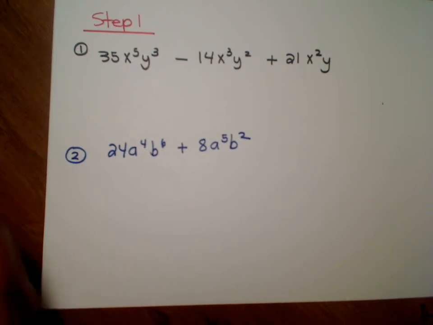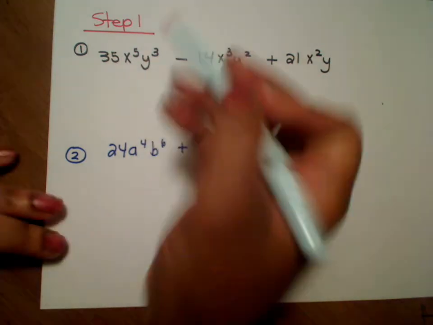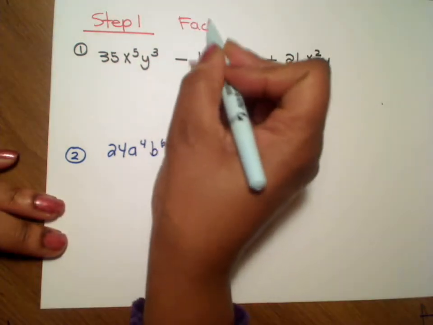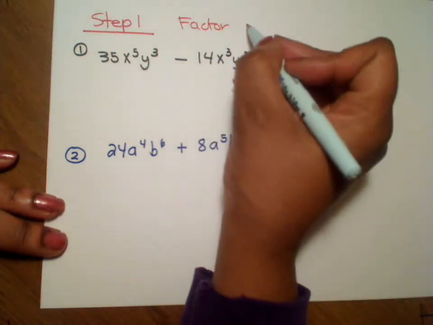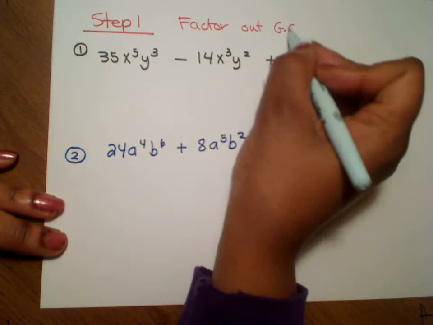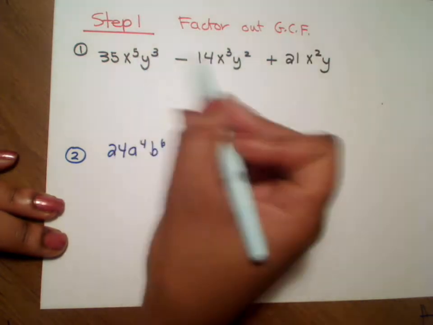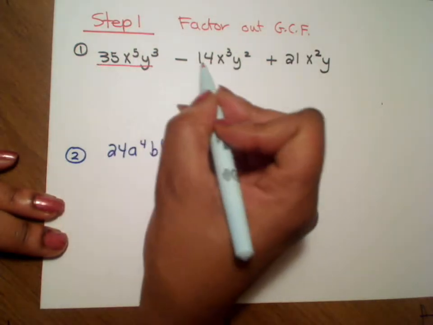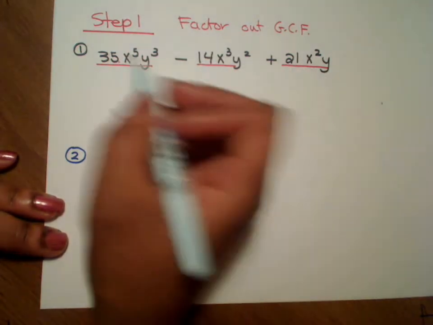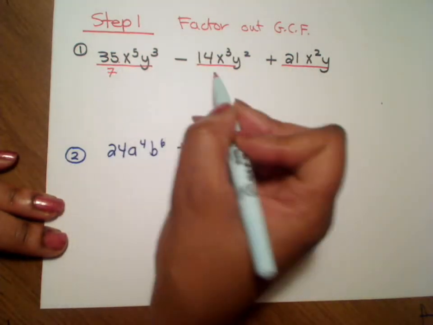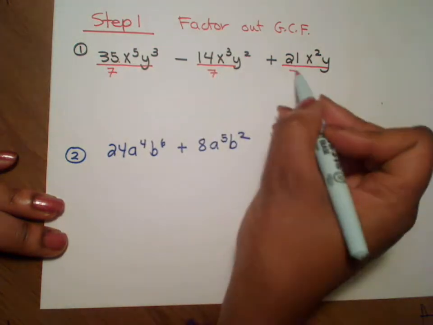Okay, as discussed in the previous video, we talked about step number 1, which is to factor out the greatest common factor. So let's practice a couple of problems doing that. We're going to factor out the greatest common factor. When I look at the 3 terms, I want to decide what number I can divide into all 3 terms. If you notice the 7, I can divide all 3 by 7.